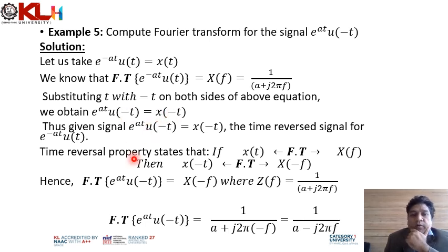Now we already know by the time reversal property, x(-t) will have the Fourier transform X(-f). So wherever the f is there, we have to substitute -f. Therefore, the Fourier transform of the signal e^(at) u(-t) will be simply 1 divided by (a + j2π(-f)). So we'll have a minus f. Therefore, the Fourier transform of the signal e^(at) u(-t) will be 1 divided by (a - j2πf).